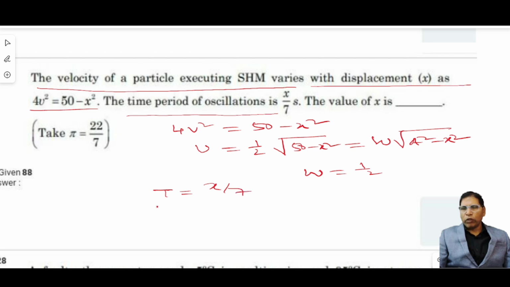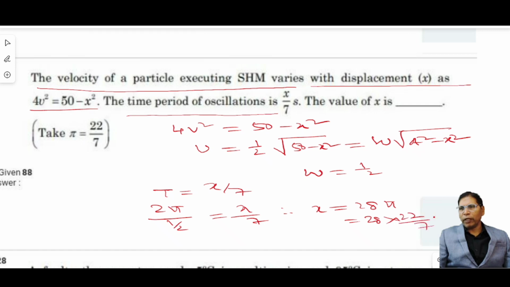Now T equals 2 pi by omega. 2 pi by omega means 2 pi by half. This is x by 7. Therefore, x equals 28 pi. Now 28 and pi means 22 by 7, so this is 88. Therefore, 88 is the value for x.